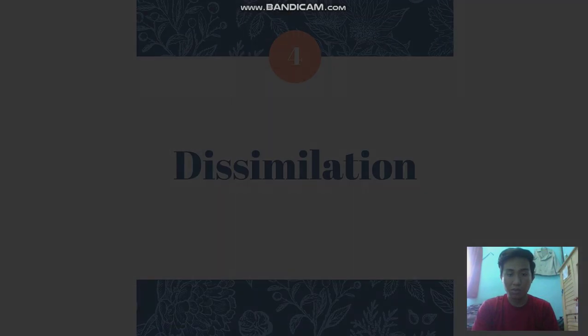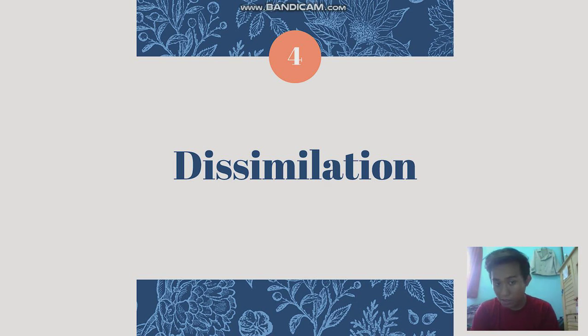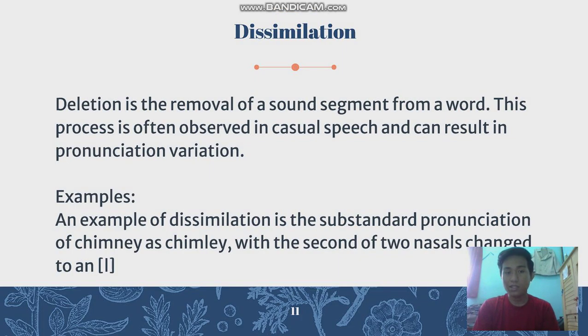And next we have dissimilation. By the name alone, we can conclude that this is the opposite of assimilation. So what is it? Dissimilation involves the modification of adjacent or nearby sounds to become less similar to each other. This contrasts with assimilation, where sounds become more alike. Dissimilation introduces variety in sound patterns by moving sounds away from each other.